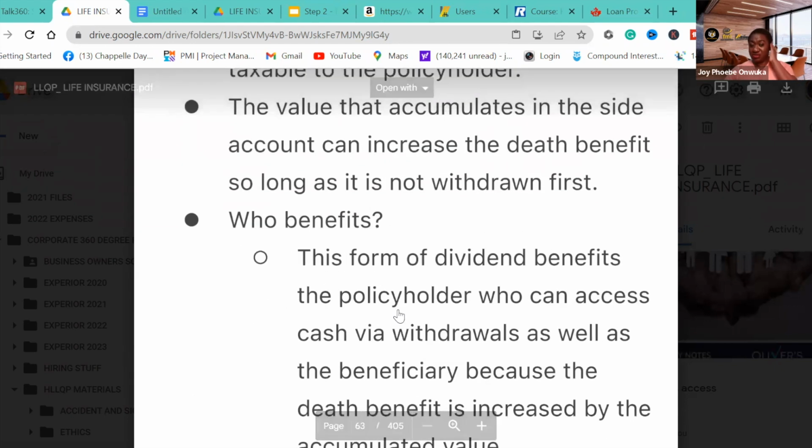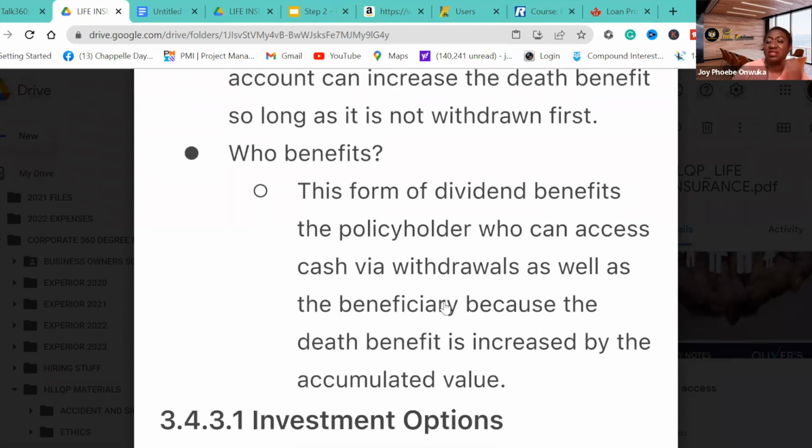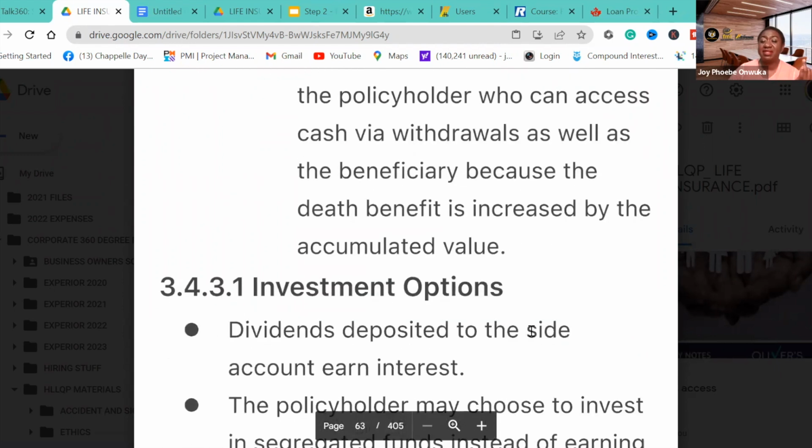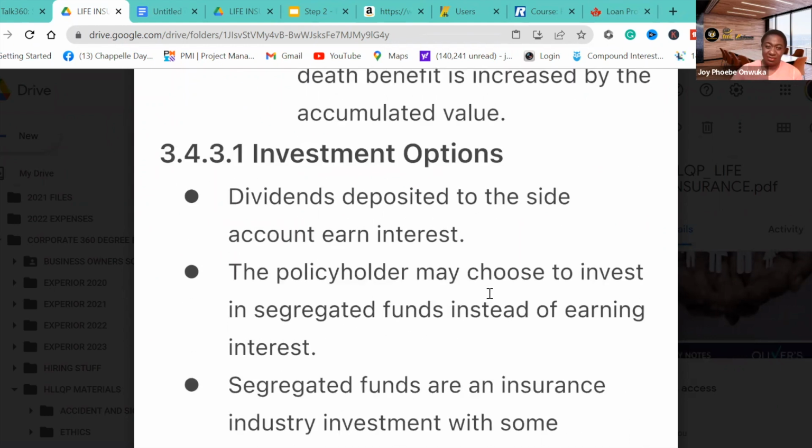In this choice of dividend payout, who benefits? Well, this form of dividend payout benefits the policyholder, who can access the cash via withdrawal, as well as the beneficiary, because the death benefit is increased by the accumulated fund value. So true. All right, let's move on to investment options.